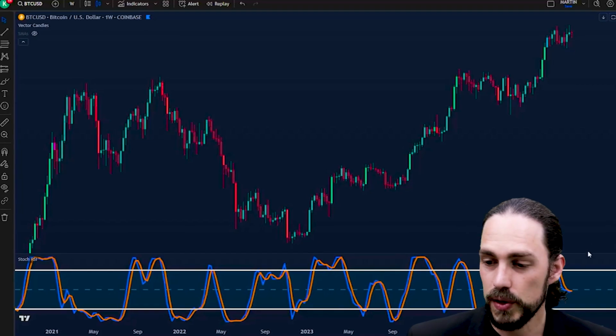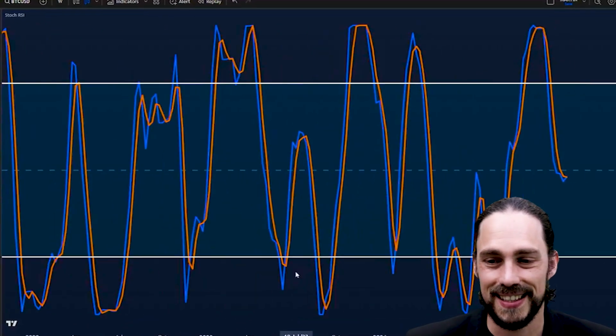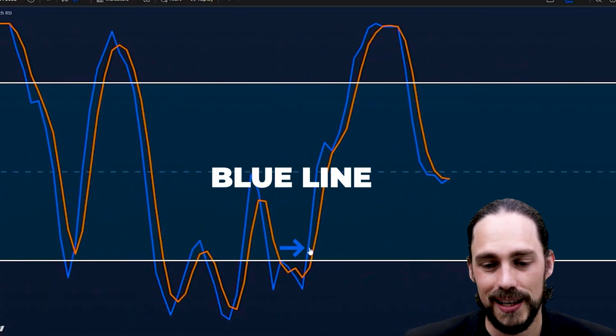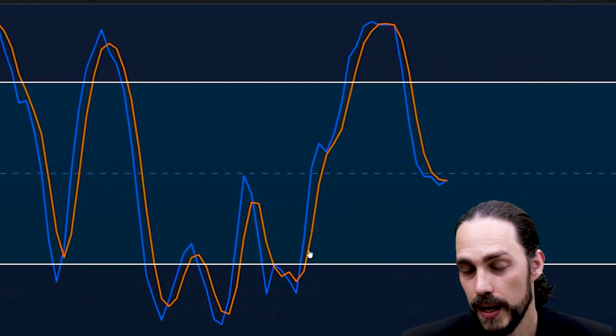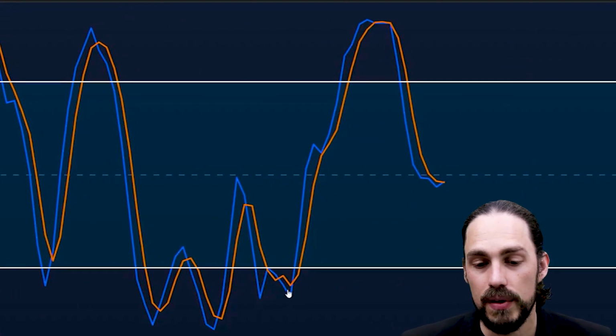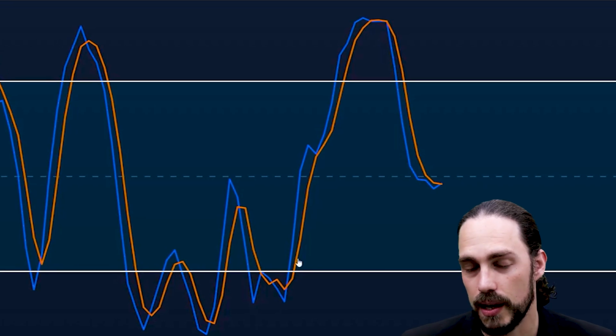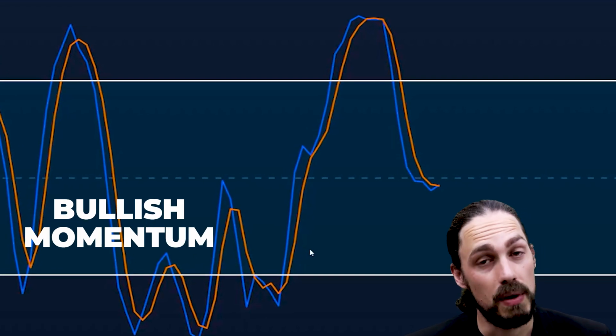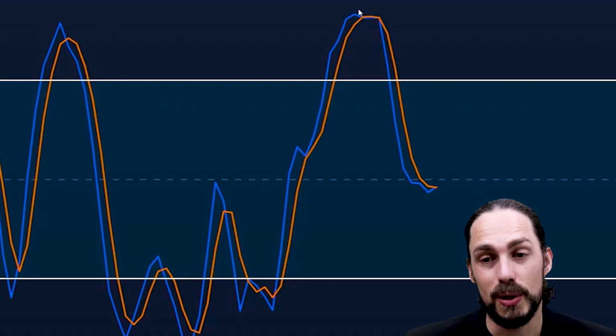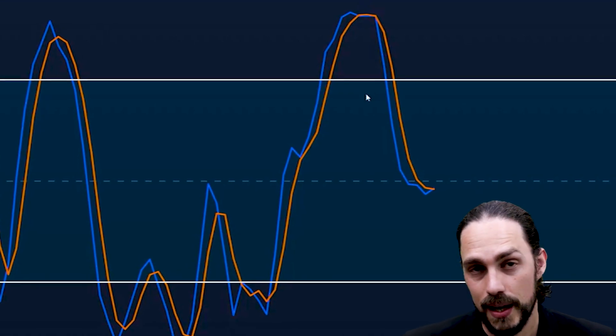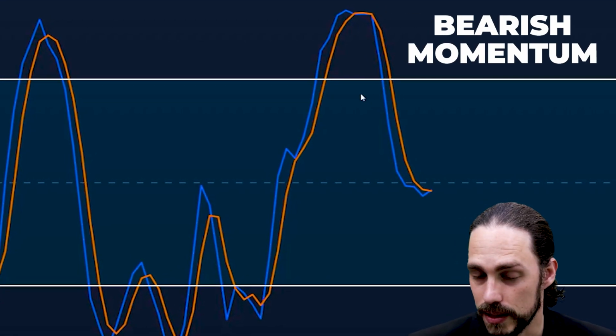Now, we don't have to go into too much detail on the exact ins and outs of the Stochastic RSI. I want to show you how you can quickly and effectively use this to help you to make better decisions in the moment. Now, the first thing is if we open up the Stochastic RSI, as you'll see, we have a blue line and we have an orange line. And the basic premise is that if the blue line is above the orange line, it indicates bullish momentum in the market. And if the blue line crosses below the orange line, it indicates bearish momentum in the market.